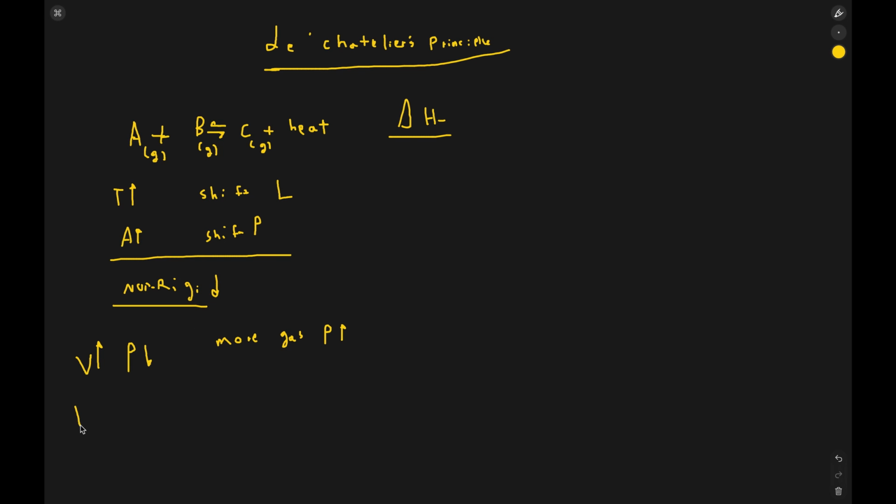Now, conversely, if you decrease the volume, you are increasing the pressure and the reaction will shift towards the side with less amount of gas so that the pressure will go back down.